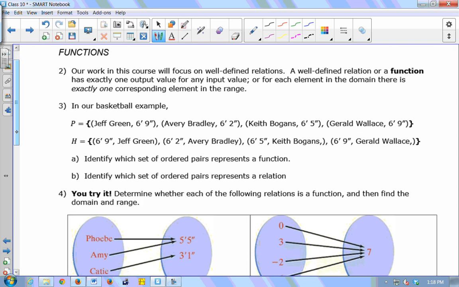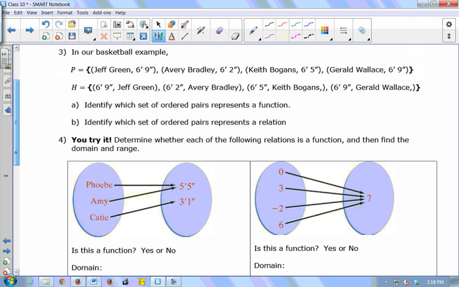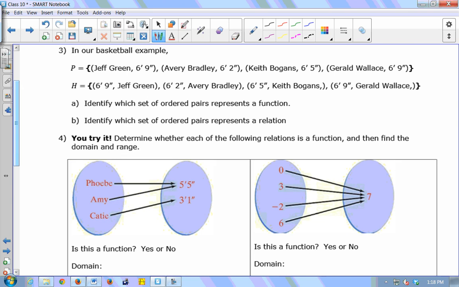So a function is an important special kind of relation. And our work in this course is going to focus mostly on functions which are well-defined relations. So a well-defined relation, or a function, has exactly one output value for any input value. So for each element in the domain, there is exactly one element in the range that corresponds to it. So in our basketball example, we have two relations, P and H. P gives the name as the input and the height as the output, and H gives the height as the input and the name as the output.